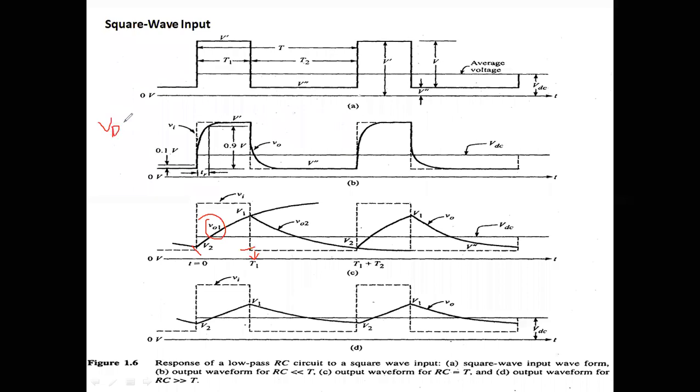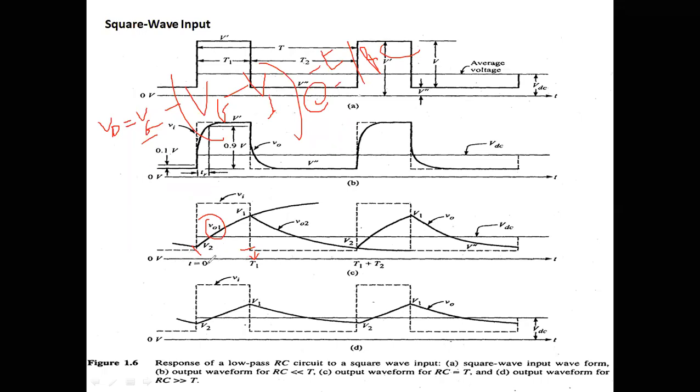The voltage across the capacitor VC can be written as, once again recalling, V final minus (V final minus V initial) into e power minus t by RC. This is your final output. That means you want to know V final, V initial and the time period. These things you have to note down. We are at t equal to T1.